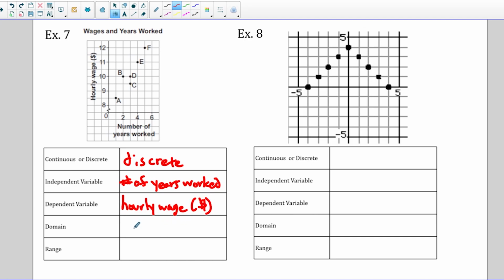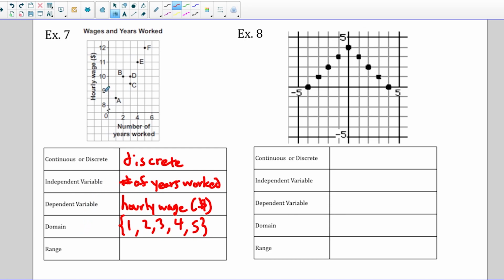So now looking at the domain, we're going to be looking at all of the existing values, or rather the existing numbers of years worked. So you can see here there's something at 1, something at 2, something at 3, something at 4, and something at 5. So our domain is the set of 1, 2, 3, 4, and 5.